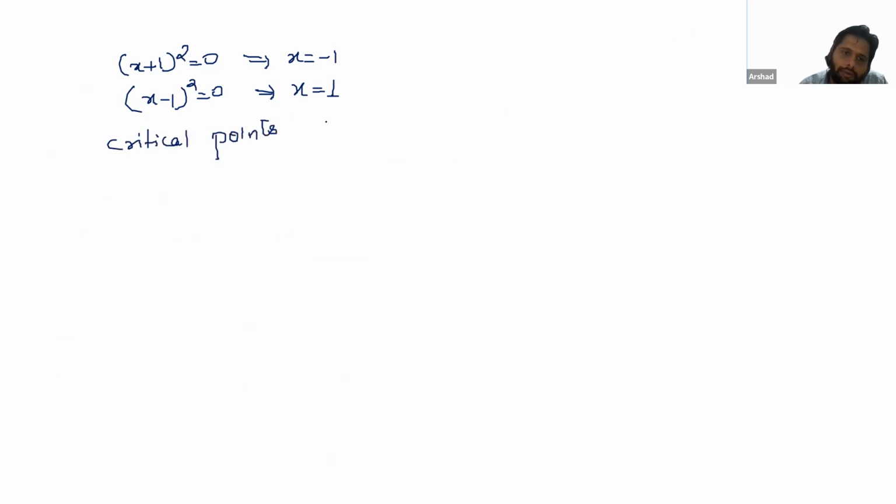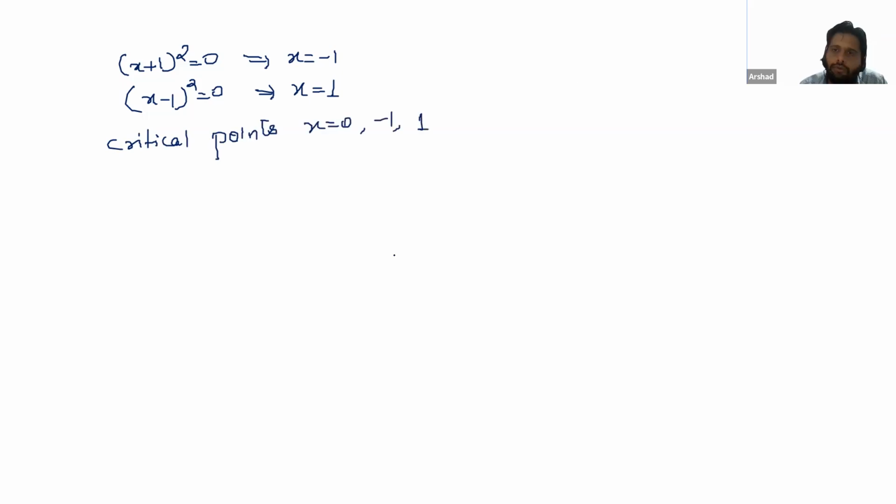X plus 1 whole square is equal to 0. This means x is equal to minus 1. Next is x minus 1 whole square is equal to 0. So you will get x is equal to 1. So the critical points are x is equal to 0, minus 1, and 1.